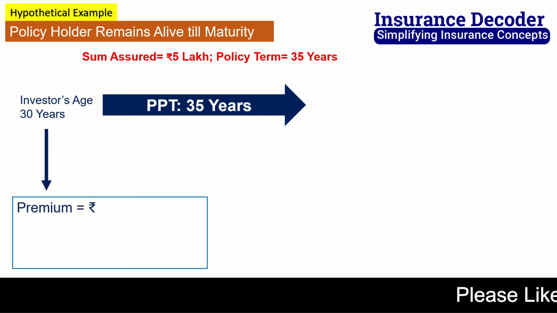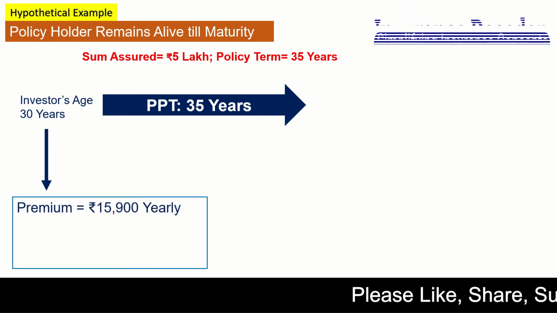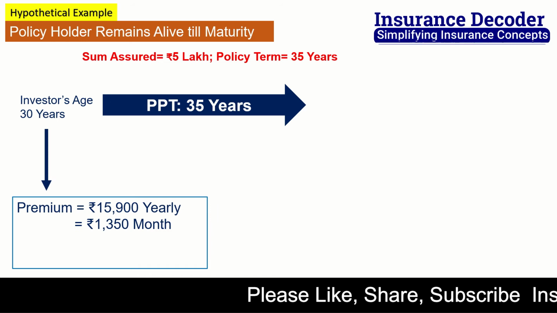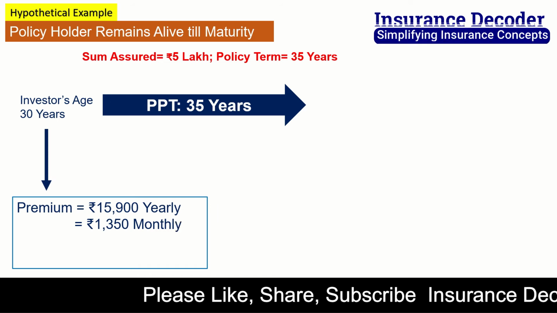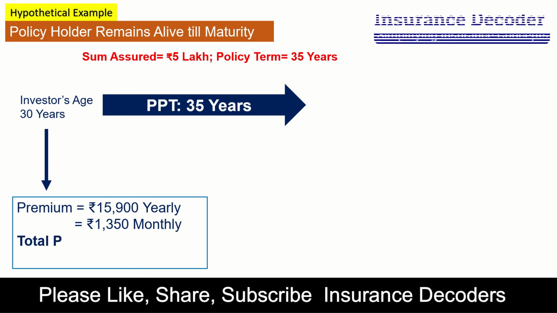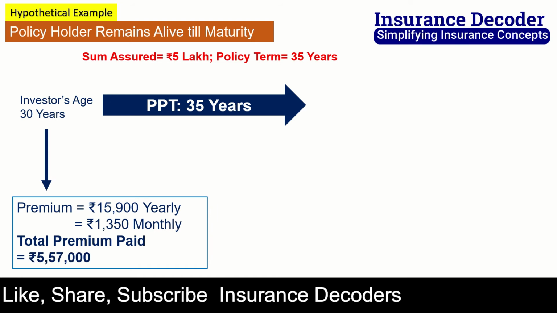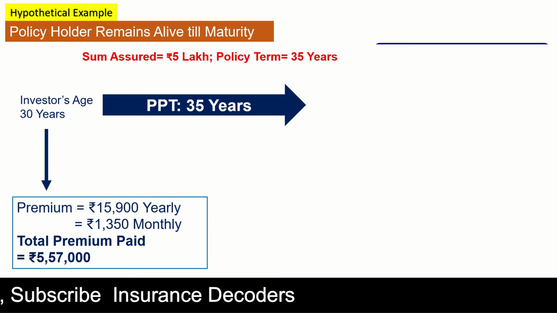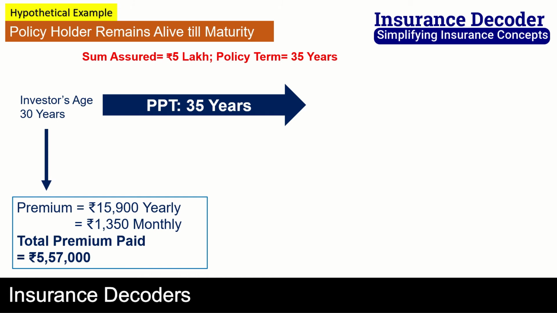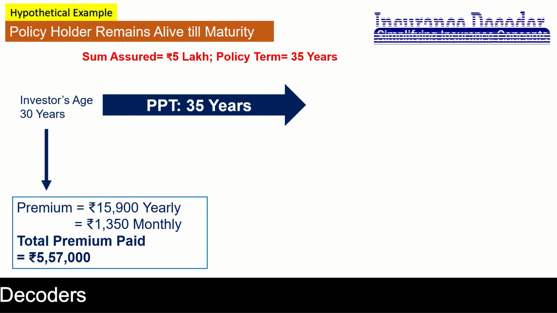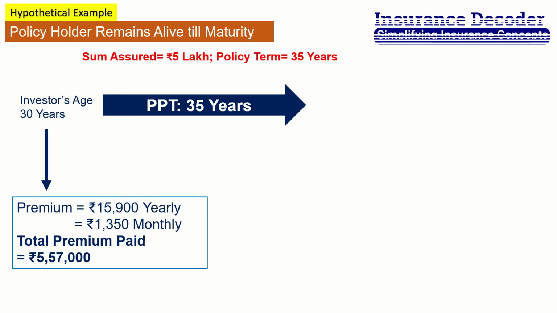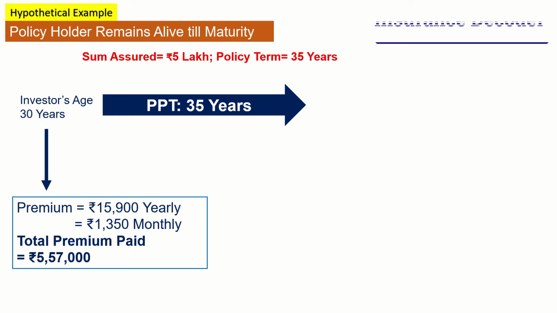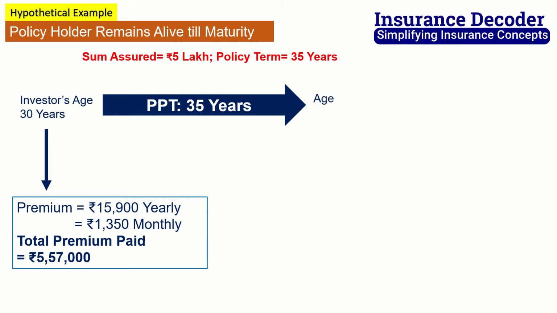The premium will be around 15,900 for yearly premium, and it will be 1,350 if the premium is paid on monthly basis. Total premium payment, that means 15,900 multiplied by 35, is 5,57,000. So during these 35 years, the investor will be paying around 5,57,000 as premium.